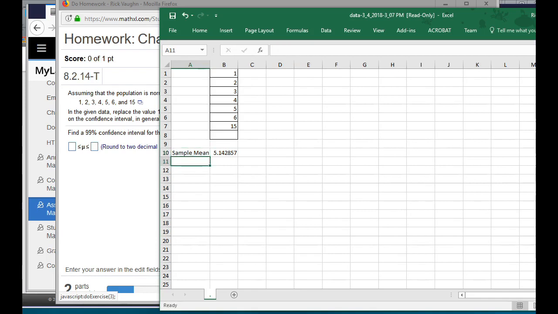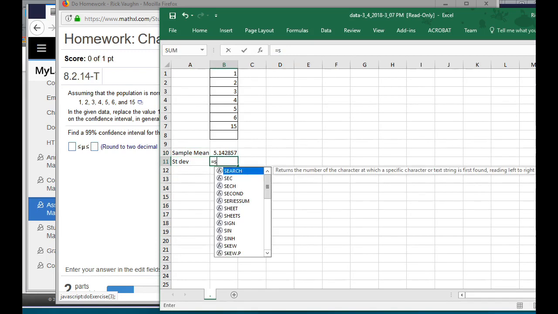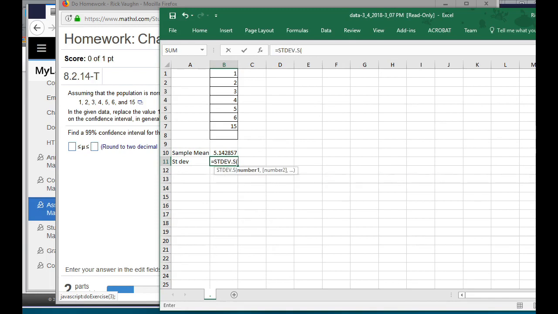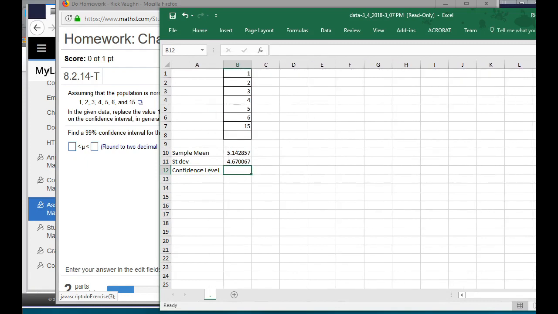Then I'm also going to compute the sample standard deviation, which is equals STDEV.S, sample standard deviation. All right, and let's see, we're going to put in the confidence level, which is going to be 99%. And I think that's all the data that we have from the original problem.